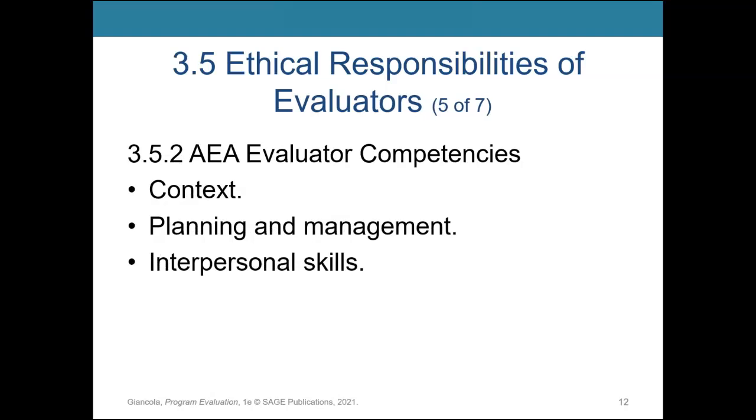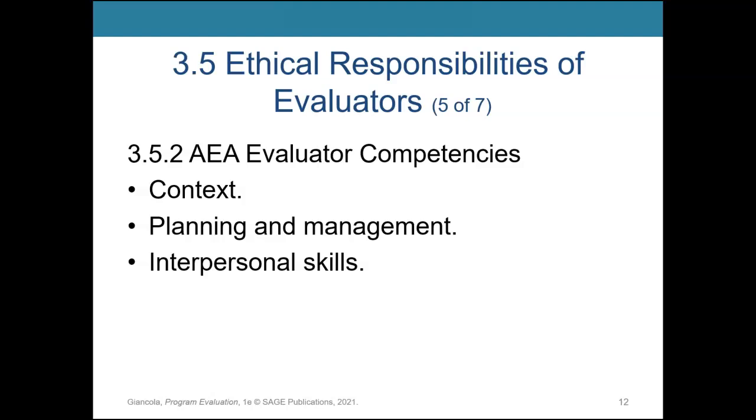Context. A competent evaluator is one who takes the time to understand the context of a program, including the environment, the stakeholders, the culture, the values, and history. Planning and management. A competent evaluator plans appropriately, safeguards data, supervises evaluation processes, monitors their progress, and they're mindful of their resources and their timelines.